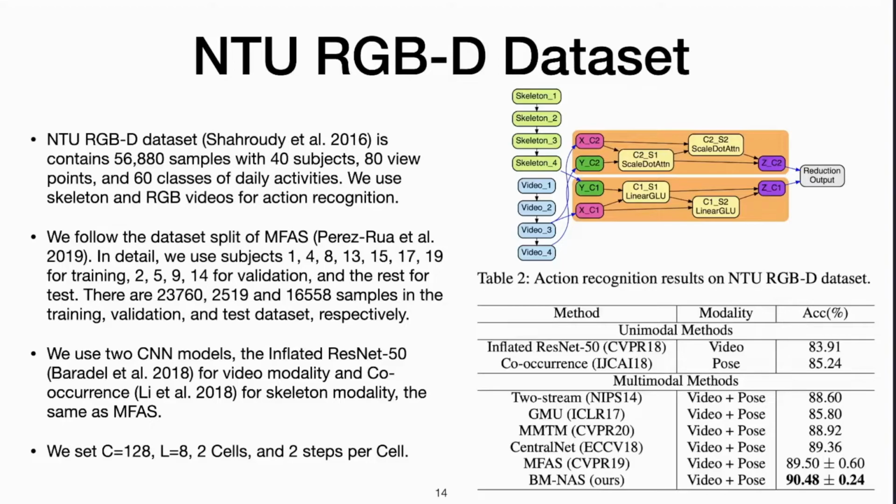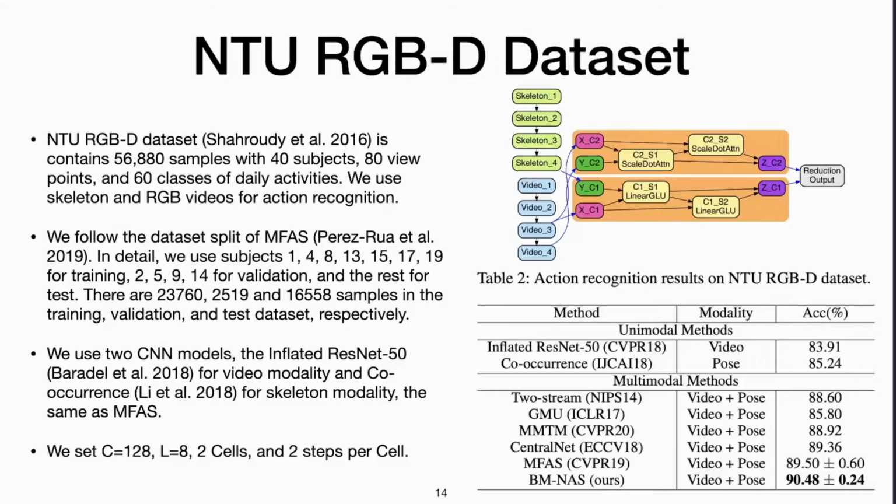We follow the dataset split of MFUS, so it's actually a cross-subject validation, and here we show how we split the dataset. We use two CNN models, the inflated ResNet 15 model for video modality and the concurrence model for skeleton modality. This is also the same as MFUS.